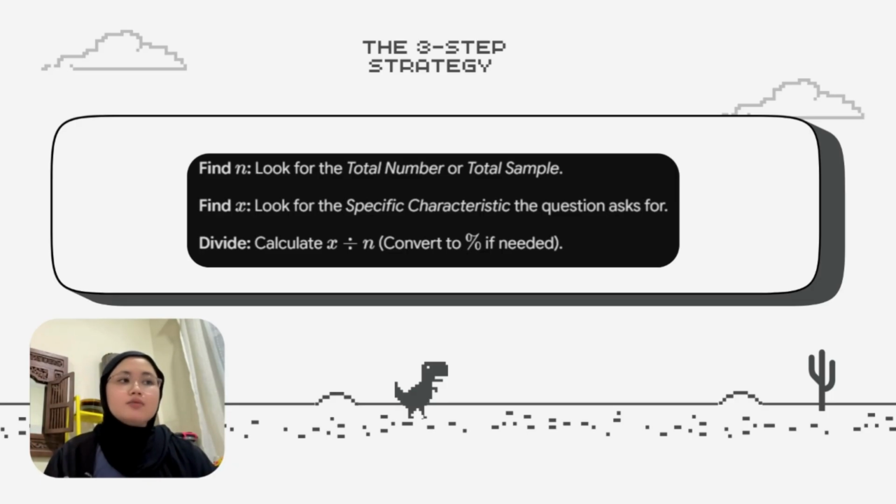Okay, for the next step, of course, you need to find the number of items. To identify the number of items, or x, you need to find the main focus in the question. Last but not least, to solve the question, you need to divide the number of items by the total sample size. Then, in brackets, you need to convert to a percentage for the answer if needed.